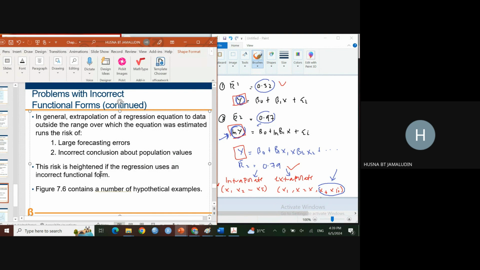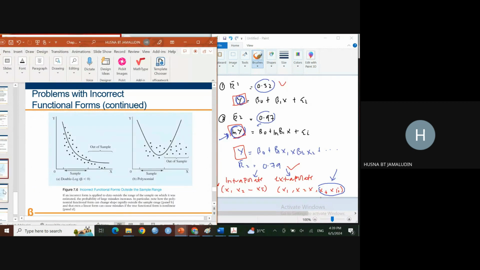If the functional form is correct, the error will be smaller, but the error will be large if, let's say, you have an incorrect functional form. So let's see how it looks. I just want to tell you that you shouldn't use an incorrect functional form, or else you will make more error, double error. Okay, so this is the correct functional form.